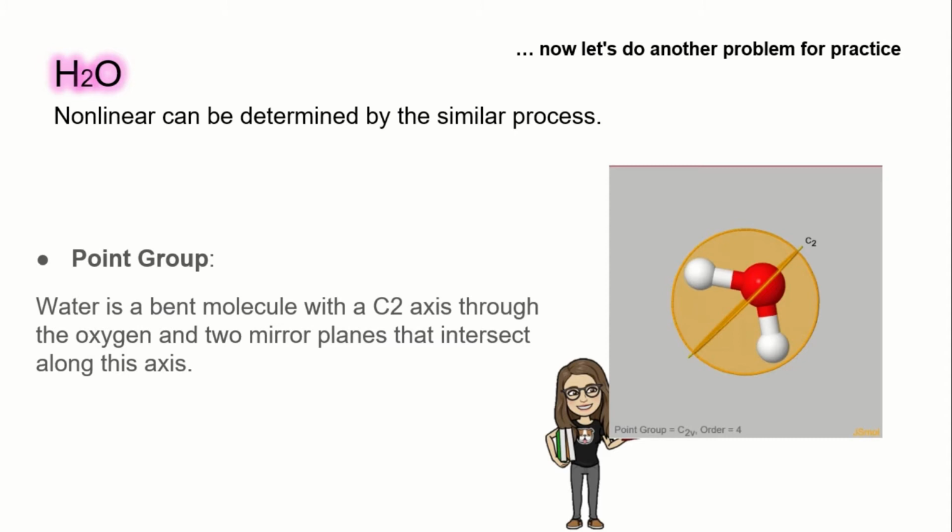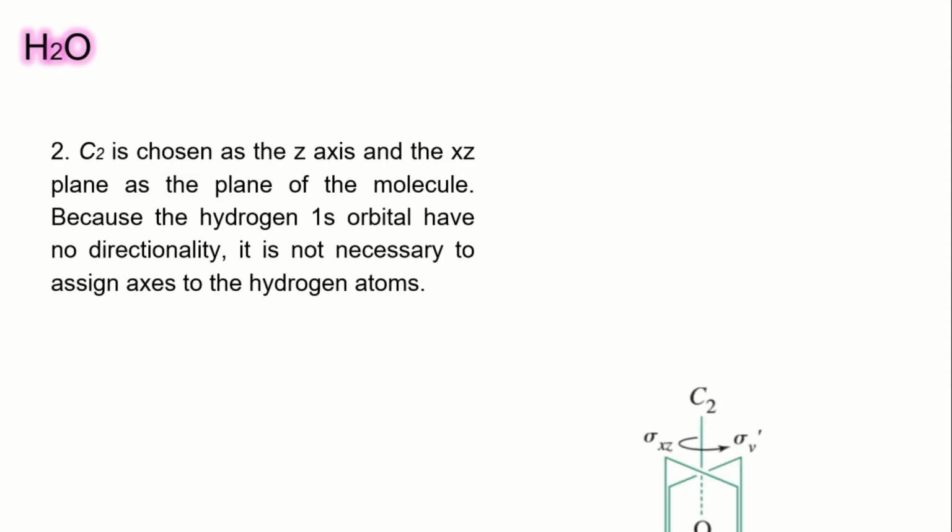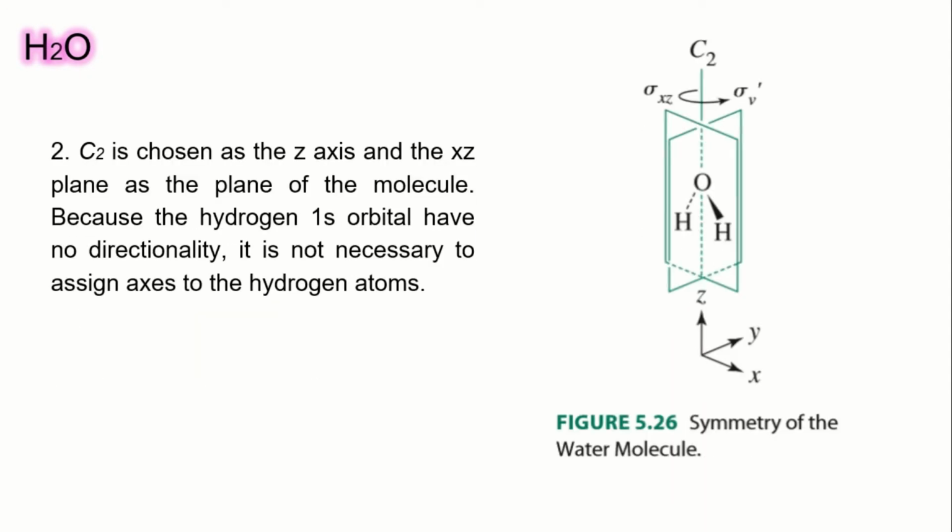specifically for the C2v, but for the purpose of keeping this slide together, we will be moving on to assigning axes to our molecule. So the C2 is chosen as the C axis. Why is that? Since O has the highest order rotation, it is assigned the Z axis right here, and the XZ plane as a plane of the molecule. We can see right here.